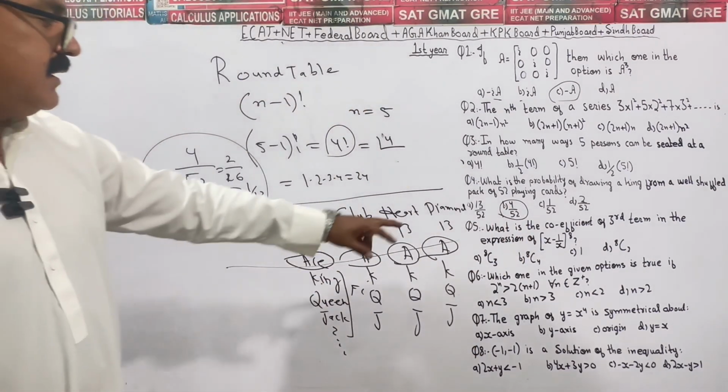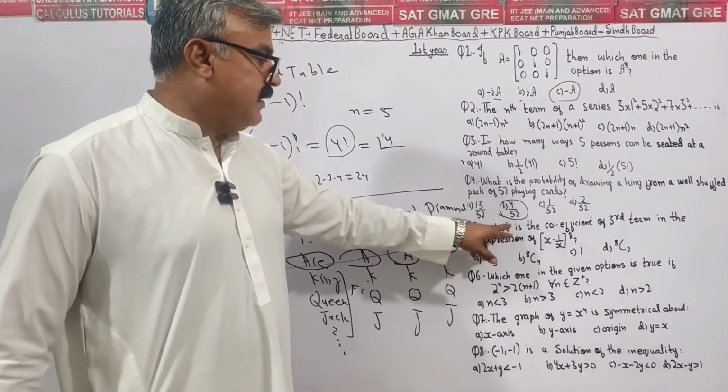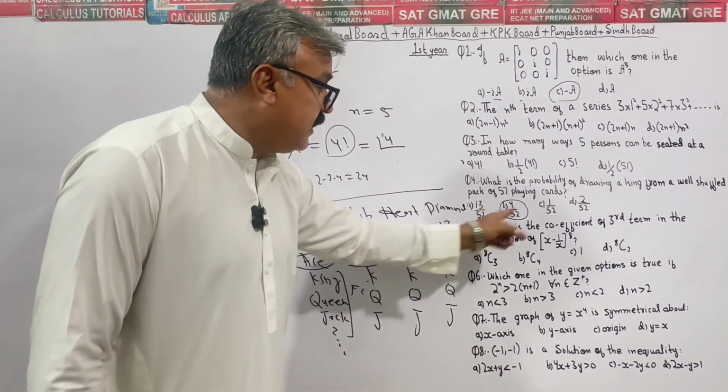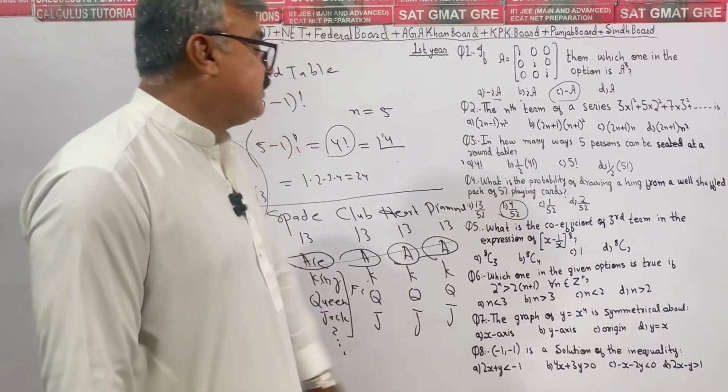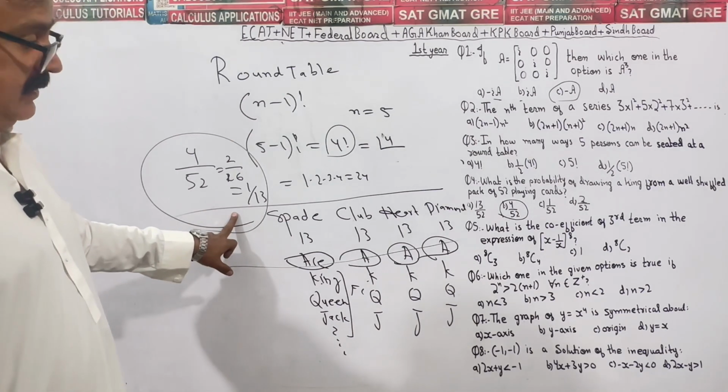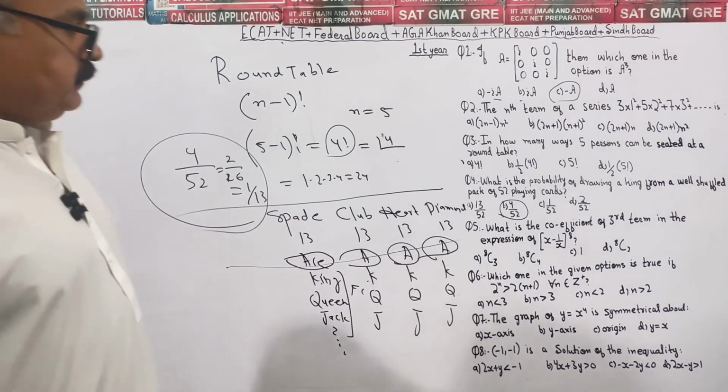It is the style of Aga Khan board as well as federal board. They cannot apply a table in order to give you facility to arrive at the right option. It is the option: 4 kings overall divided by 52. They cannot reduce the fraction. One can reduce as well.